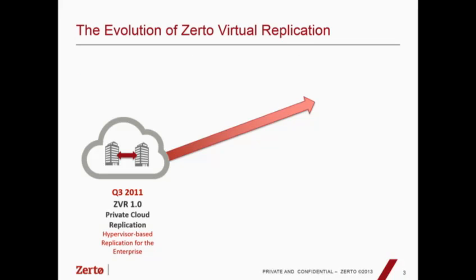Okay, so in 2011, that's a long time ago, Zerto Virtual Replication 1.0 was released, and we really were a groundbreaking product because of the hypervisor-based virtual layer of replication that we do. It was embraced very quickly by enterprises. In this first iteration, in fact, it won Best of Show here at VMworld that year.